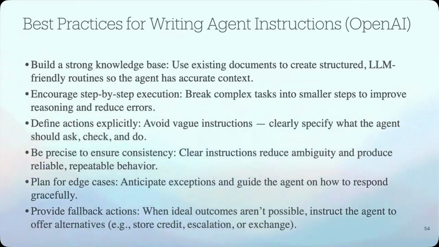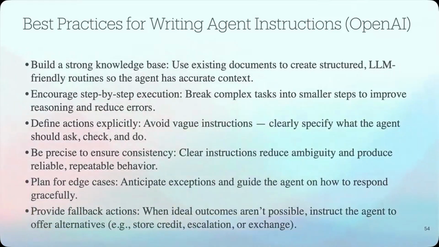knowledge base. When your agent has access to structured, relevant information, it can provide much more accurate and useful responses because it actually has the right context. Another key practice is to encourage the agent to break tasks into smaller steps. This makes the reasoning process easier for the model and also reduces the chance of hitting context limits or making logical mistakes. Step by step thinking leads to more reliable outcomes. It's also important to define actions clearly and avoid vague instructions. The more explicit you are, the less room there is for misinterpretation.